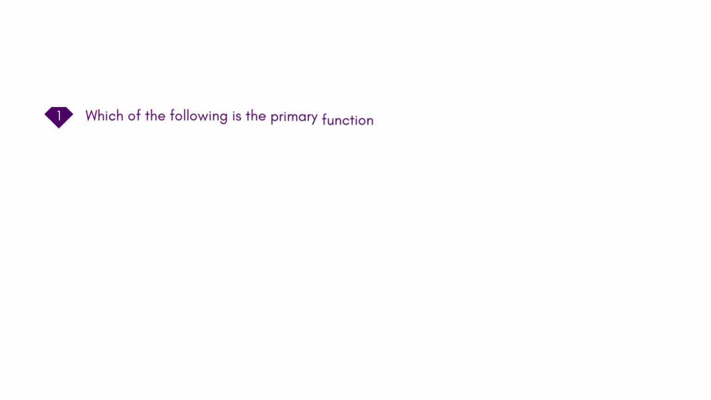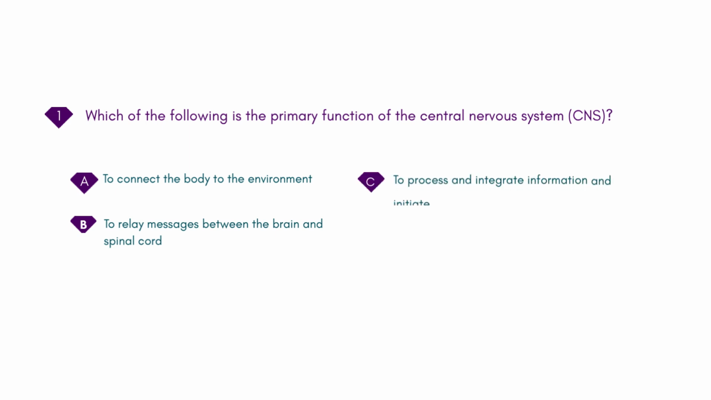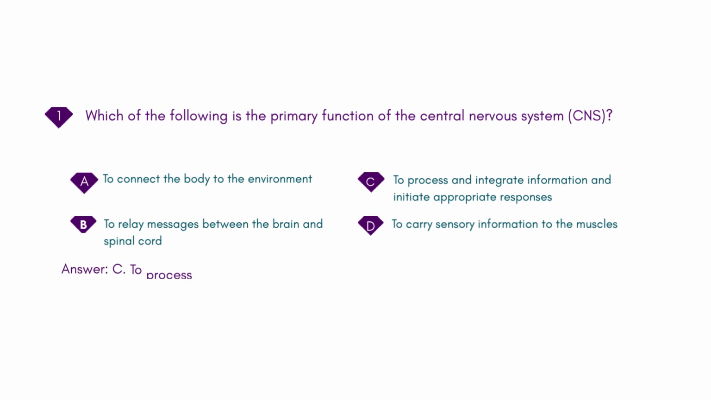Which of the following is the primary function of the central nervous system, CNS? A. To connect the body to the environment. B. To relay messages between the brain and spinal cord. C. To process and integrate information and initiate appropriate responses. D. To carry sensory information to the muscles. Answer: C. To process and integrate information and initiate appropriate responses.